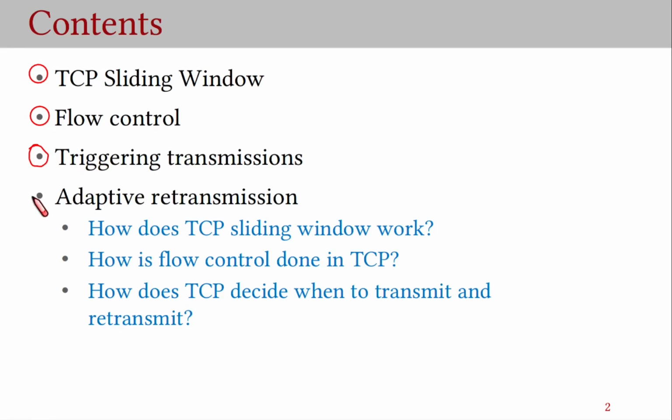TCP uses ARQ for reliable transmission. However, in the case of TCP, round trip times vary a lot, and therefore TCP uses adaptive timeouts. We will also see how it is done. So by the end of this video, you would know how TCP sliding window works, how flow control is done in TCP, and how TCP decides when to transmit and when to retransmit a segment.